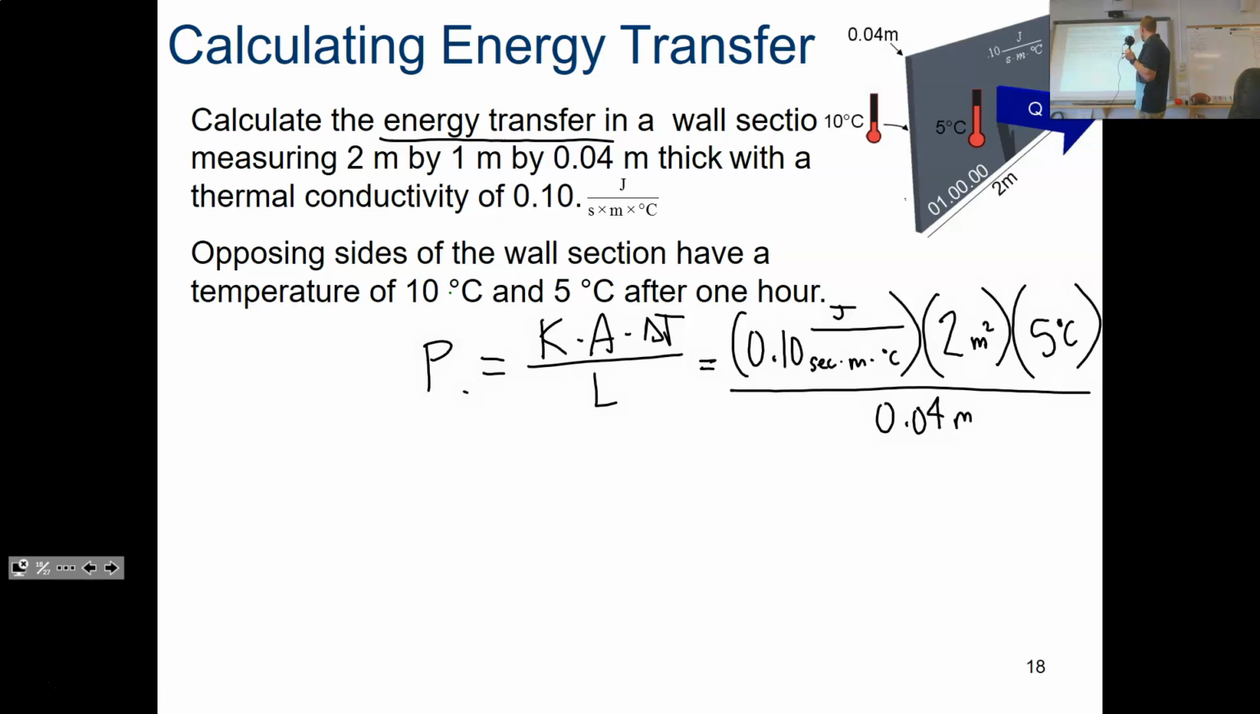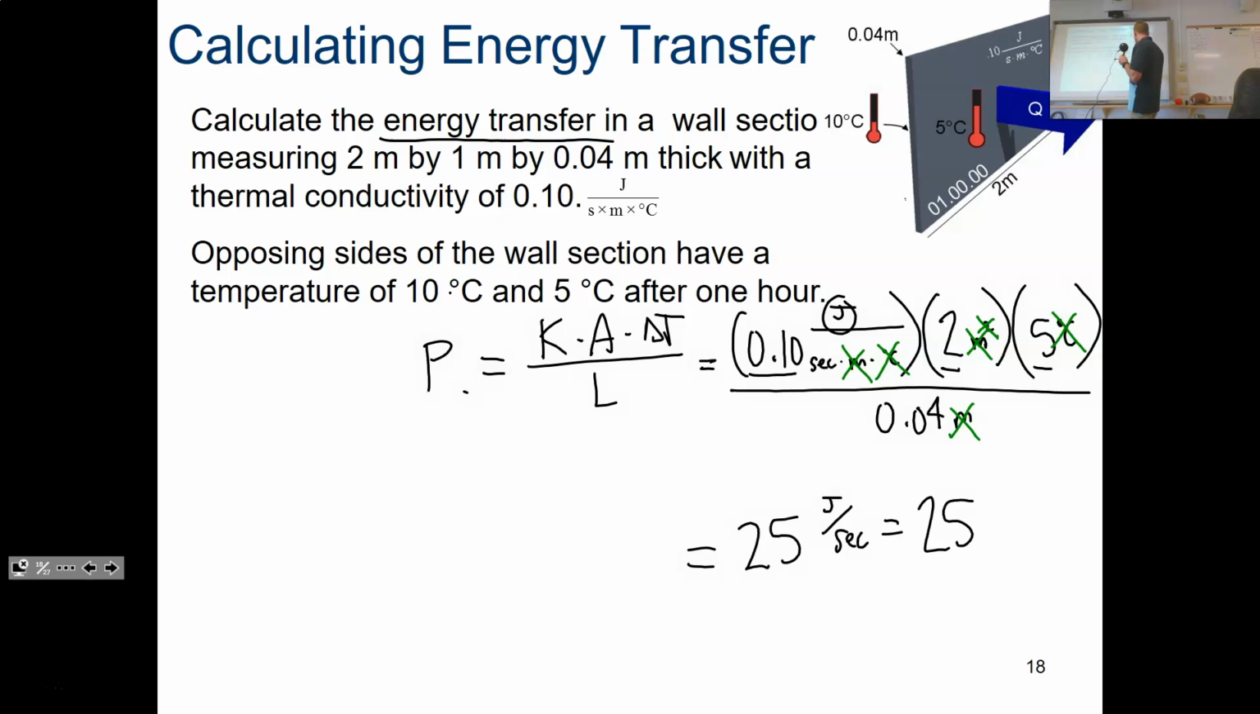Now, again, units are really important. One meter's on the bottom, which cancels off one at the top. This meters cancels off the other one. Celsius cancels off Celsius. And you're left with joules per second, because nothing else cancels. And a joule per second is a watt. So when I take 0.1 times 2 times 5, 5 times 2 is 10. 10 times 0.1 is just 1. 1 divided by 0.04 is 25. It's 25 joules per second, which is 25 watts.